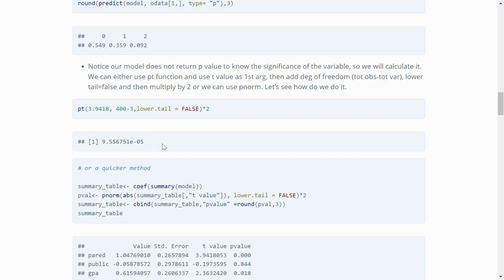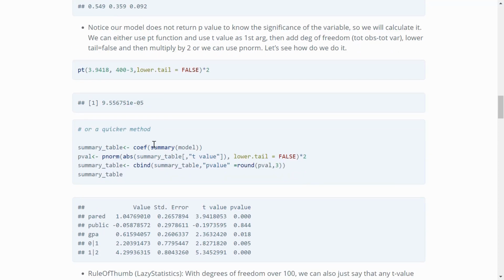Now let's see how we can do it using the pnorm function. But for using the pnorm function, we will first store the coefficients and the intercept in the variable summary_table. So we will use the coef function, give the output of the summary of our model, and this will store the coefficient and intercept in the variable summary_table. After this, we will use the pnorm function. We will simply subset the t values stored in the summary_table. Remember the t values are given in the summary output, so we will just subset and extract the t values. Then we will use the abs function to return the absolute value irrespective of the sign.